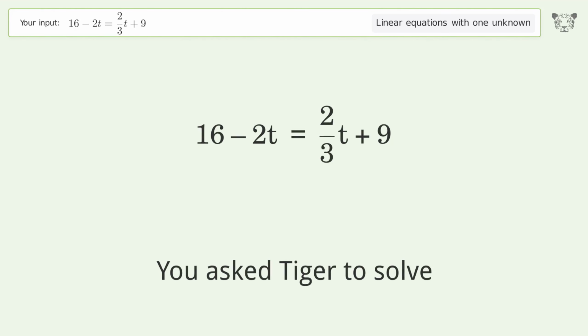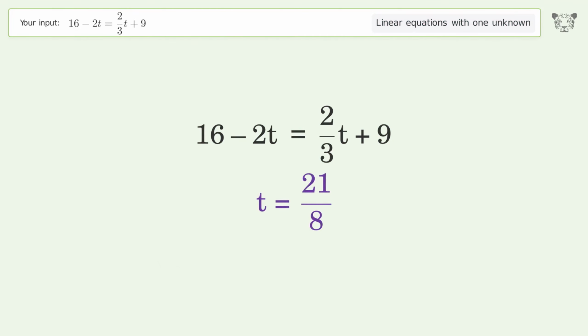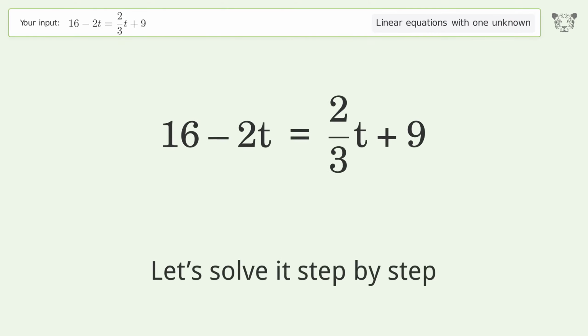You ask Tiger to solve. This deals with linear equations with one unknown. The final result is t equals 21/8. Let's solve it step by step.